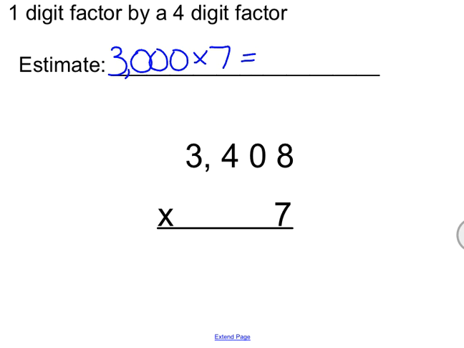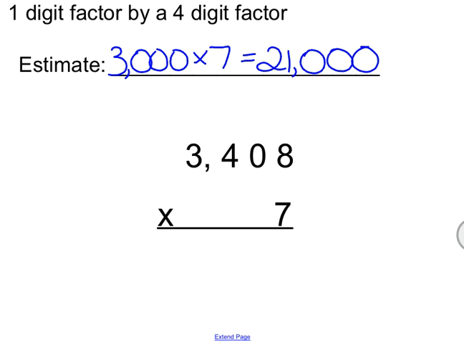Well, I know that 3 times 7 is 21. And I'm going to use the pattern of zeros. So the product will be about 21,000, give or take. Remember, it's not exact. Okay? But now I will find the exact answer by multiplying 3,408 times 7 using regrouping.